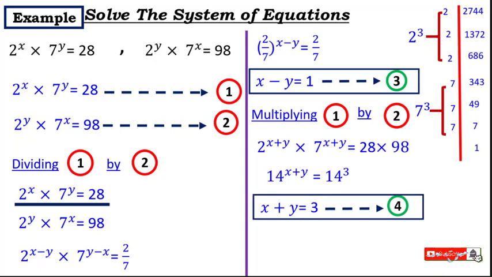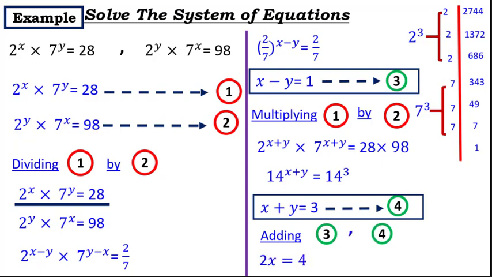If you look at equation 3 and equation 4, it's easy to solve this system of linear equations by adding the two equations. When we add the two equations to find the values of x and y, we will get rid of the y variable. We will get x plus x equals 2x equals 1 plus 3 equals 4. We will get 2x equals 4, dividing both sides by 2, we will get x equals 2.